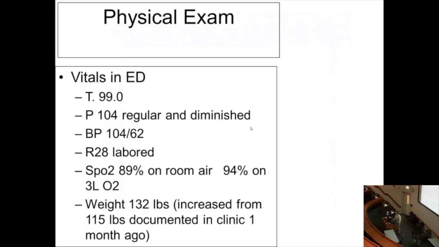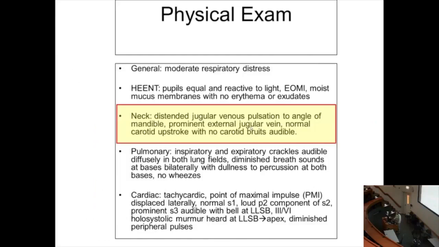Okay? Well, you may say, so what? Here's our blood pressure, cardiac output's probably down. There's our distended jugular with venous pulsation at the angle of the mandible, okay? So this indicates that we have a higher venous pressure, okay?